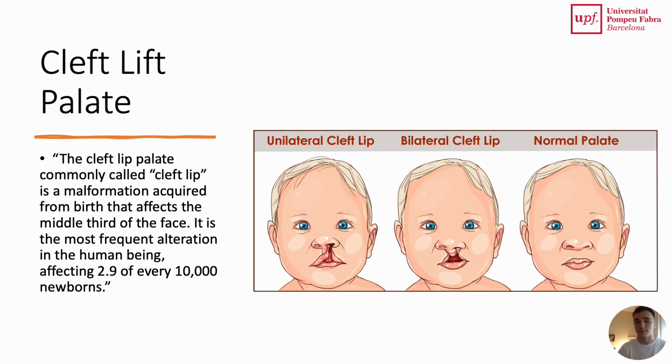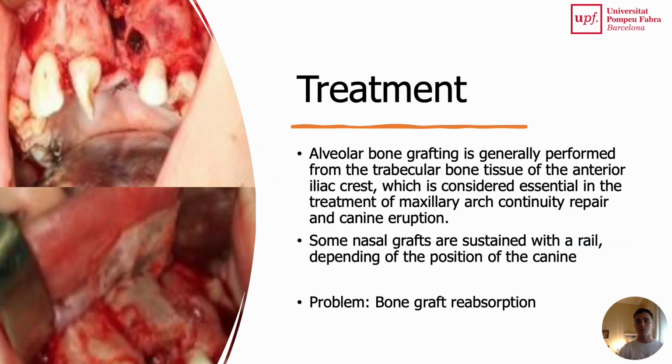also the bilateral one. So the treatment of these defects often involves bone grafting from the trabecular bone tissue of the anterior iliac crest. So basically they put three bone grafts, the nasal one, the vestibular one, and also a corticocancellous bone graft. And the main problem is the bone graft reabsorption.